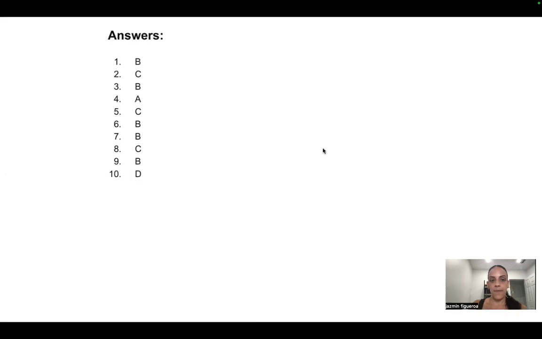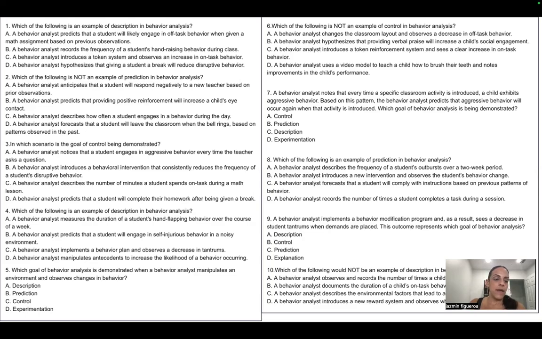Now, here are the answers. And one answer that I was debating on when I took this multiple choice myself is number 5. So let's review number 5. All right, number 5 is: which goal of behavior analysis is demonstrated when a behavior analyst manipulates an environment and observes changes in behavior?